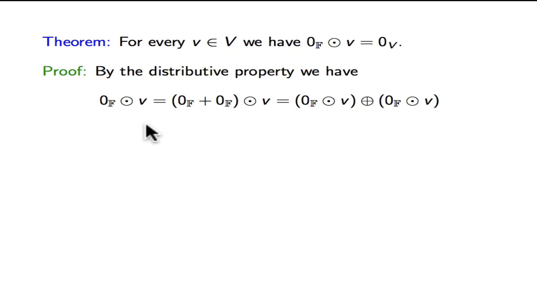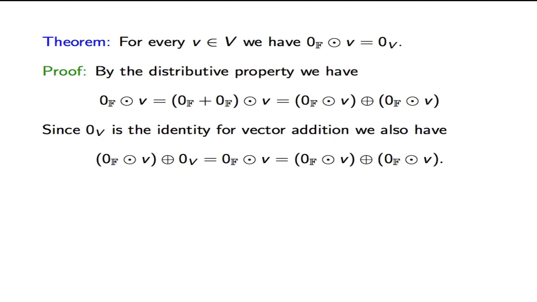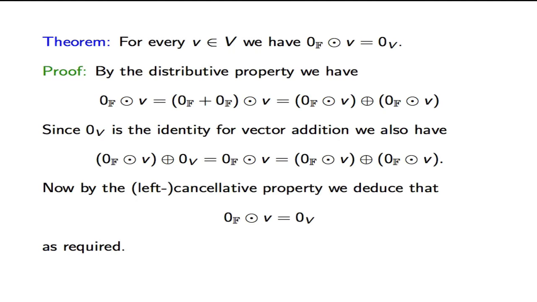So now we have shown that 0 times v is equal to 0 times v plus 0 times v. And we're going to deduce from this that 0 times v must be equal to the 0 element. Because the 0 element of the vector space is the identity of vector addition, we do know that 0 times v plus 0 is equal to 0 times v, which, as we have shown above, is equal to 0 times v plus 0 times v. But now we know that vector addition is left cancellative, so by cancelling this part and this part, we get that 0 is indeed equal to 0 times v. And this is what was required.